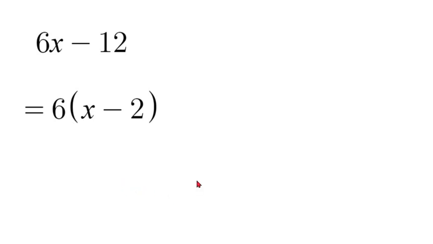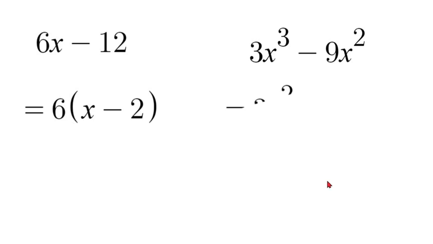Let's do another one. So we'll have 3x cubed minus 6x squared. Now with this, we can also pull out an x value. So we'll be able to pull out our 3 and a 3 from our 9, as well as an x squared. So we'll have 3x squared times x minus 3.